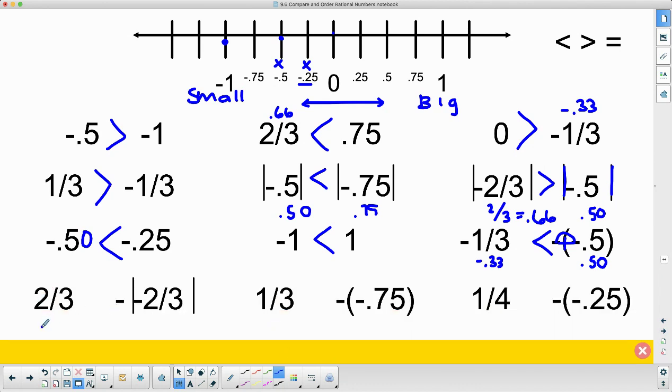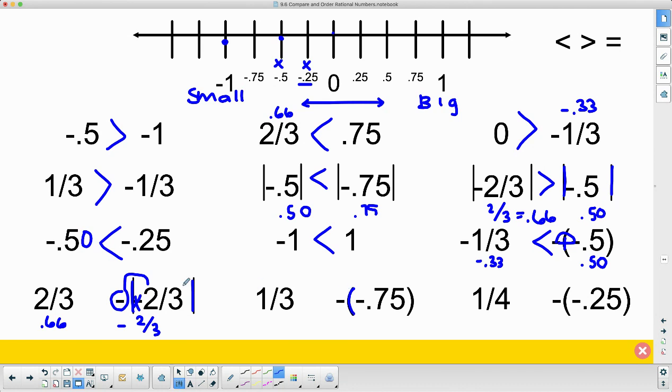Okay, here we have 2/3, so 0.66. And here we have an absolute value. So this negative gets canceled out, but this one we keep. So it's negative 2/3. So this problem is asking for the negative of the absolute value. So we get rid of this one, but keep this one. It's different than these ones we're simplifying with the parentheses.